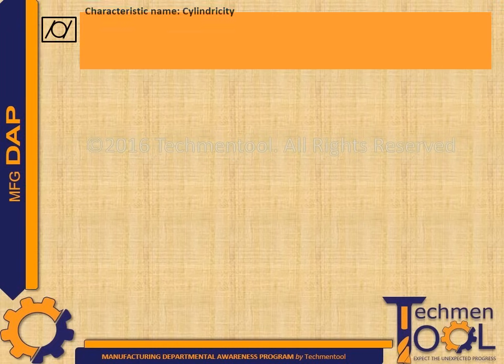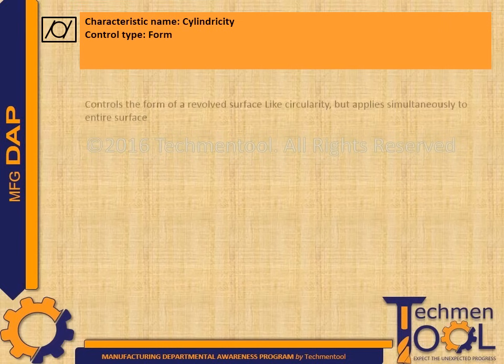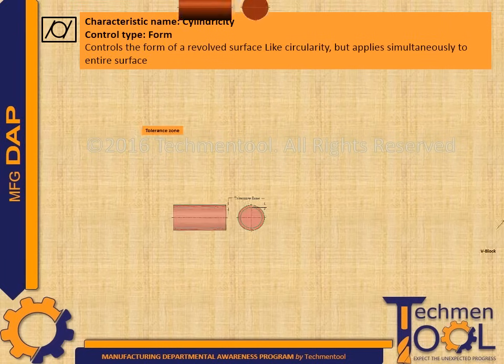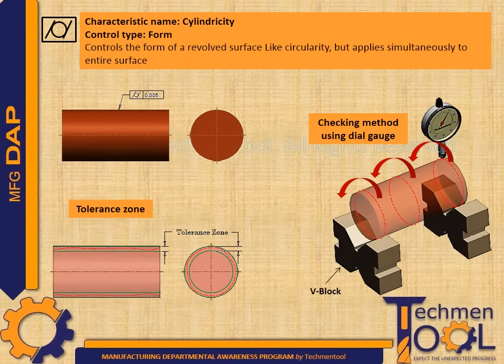Let us go through cylindricity characteristic. Its control category is form type and it controls the form of a revolved surface like circularity but applies simultaneously to the entire surface. In the given example, the tolerance zone of 0.005 of the cylindrical feature will be measured using a dial gauge by moving its plunger on the entire surface of the feature in a circular direction, which is located on two identical V blocks as shown in the picture.